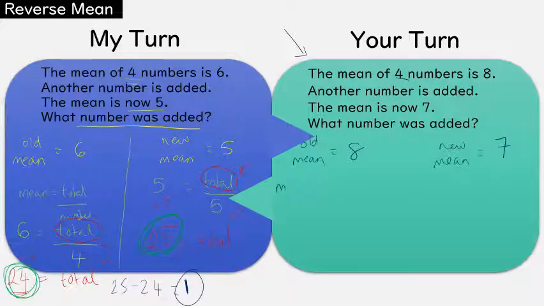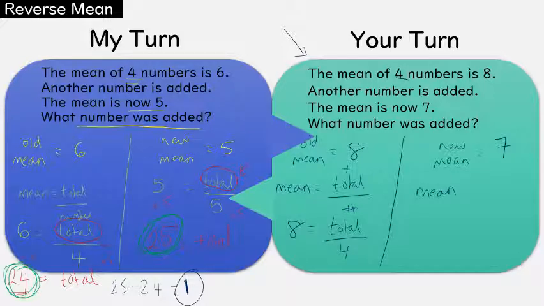Okay. Always help yourself out by writing out how you would work out the mean. So the total added together divided by how many numbers there are. Well, the old mean was 8. We don't know what the total was, but we do know there was 4 numbers. What about this side here? We know that the mean is 7, so instead of writing mean, I know that the new mean was 7. I don't know what the numbers added up equals, but I do know that there are 5 numbers.